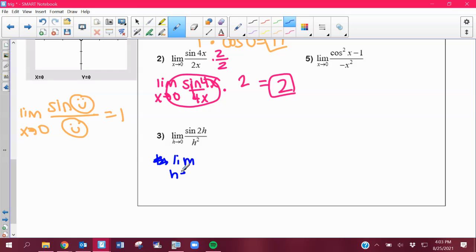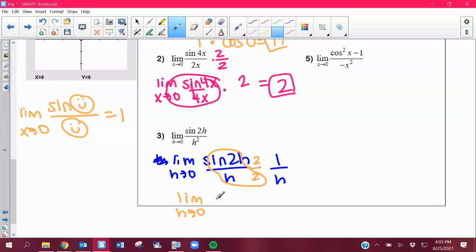The limit as h goes to 0, sine of 2h, and I'm going to go ahead and split my denominator up. I need a 2 in the bottom on this first half, so I'm going to go ahead and just multiply by 2 over 2. Remember, that's just like multiplying by 1. That makes all of this go to 1. So I'm left with the limit as h goes to 0 of 2 over h.